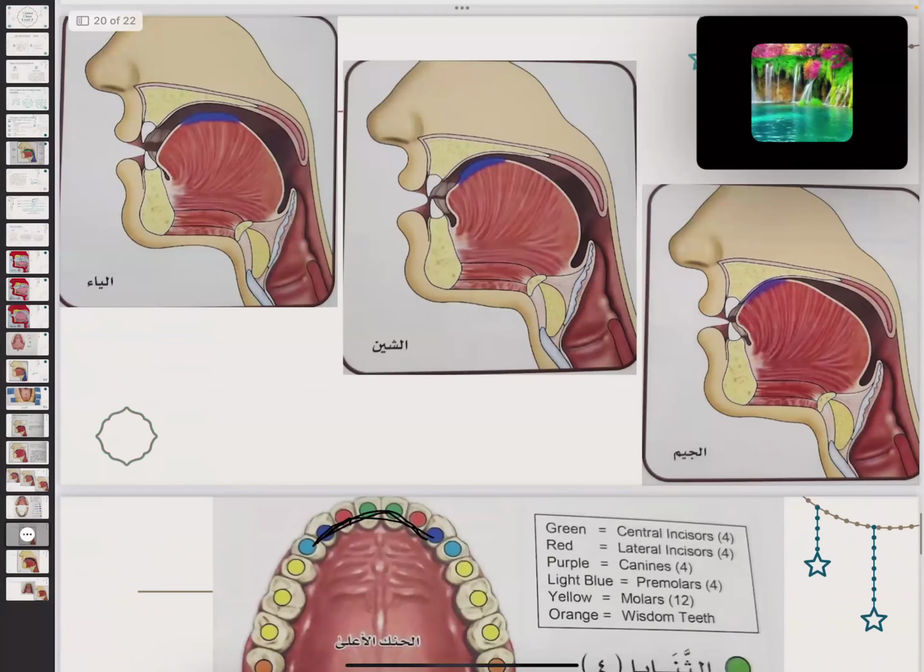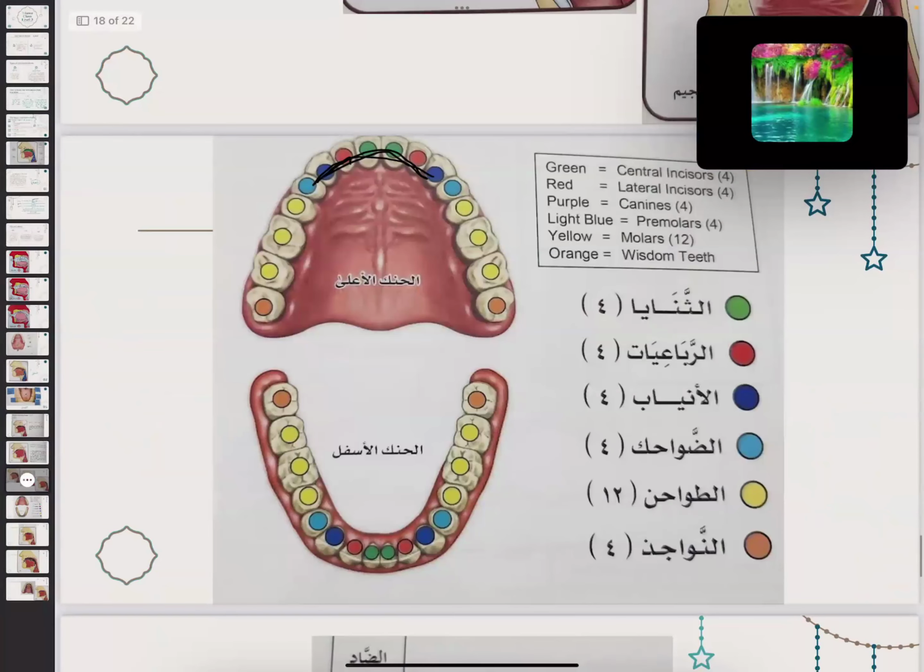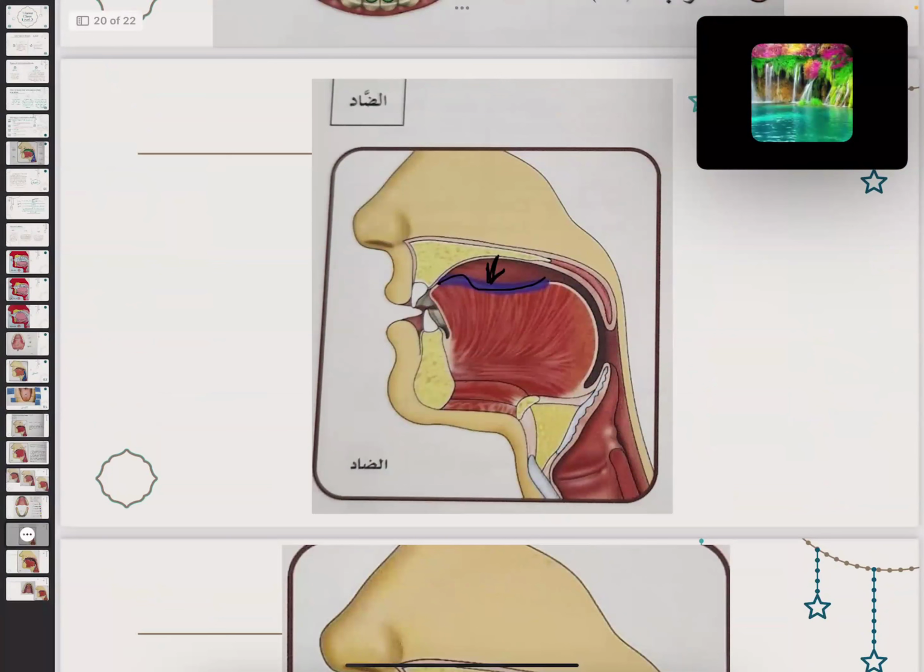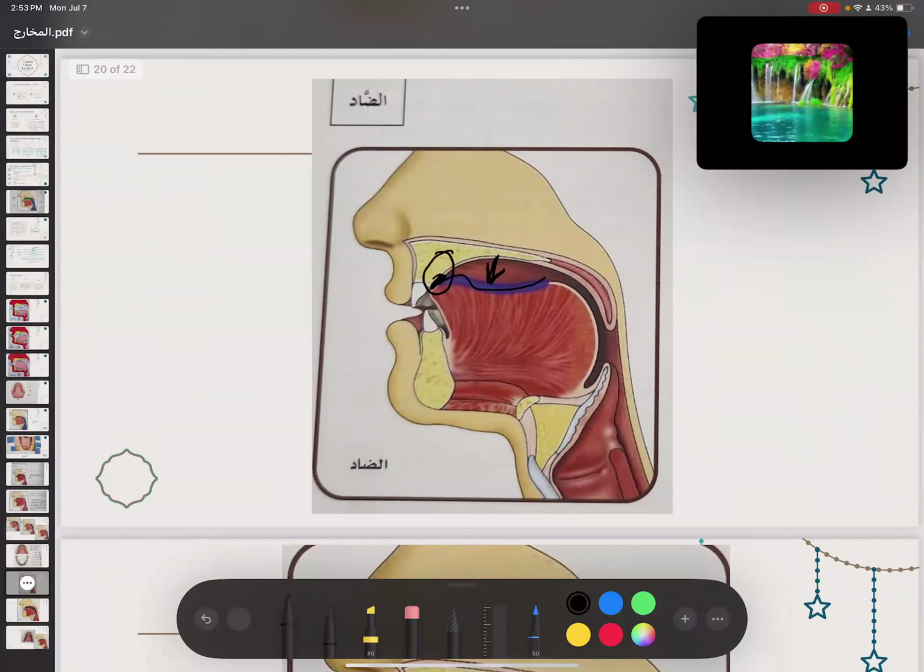So for the letter ضاد, حرف الضاد. When you pronounce it, I want you guys to say ض. When you feel your tongue, where do you feel it? It's at the roof of the hard part of the mouth, the bony part, the bony palate. It's not touching the actual teeth. It's the very top edge where the teeth almost start, but it's still the hard palate.